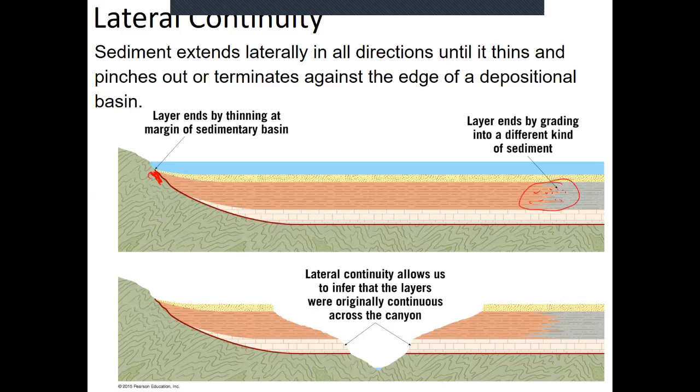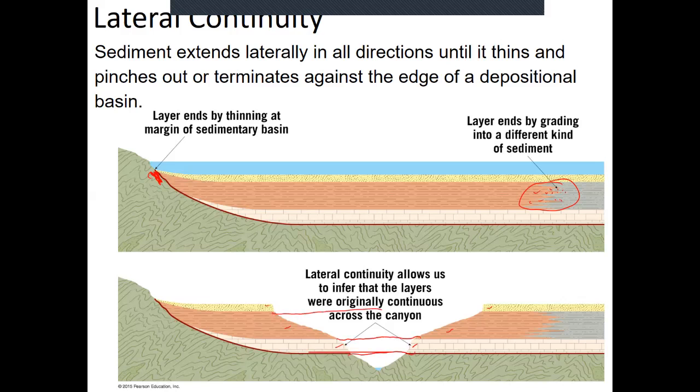So this allows us, in examples like this, where this is a cross-section, this is a canyon, so the walls of the canyon have some limestone, shale, and sandstone on it. You see on the other side of the canyon, you have limestone, shale, and sandstone as well. Like, well, was there limestone here?